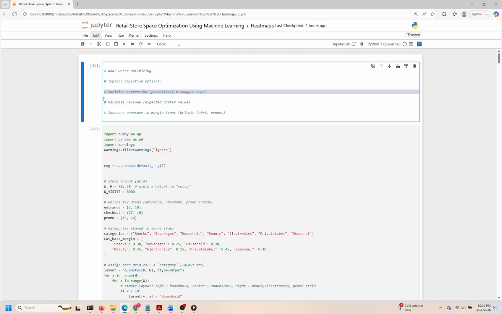This is essential because it directly correlates with overall sales and helps in identifying the most effective strategies to engage customers. Next, we look at maximizing revenue, which emphasizes enhancing the expected value of each shopping basket. This approach is not just about getting shoppers to buy, but also ensuring they're purchasing products that yield higher returns.